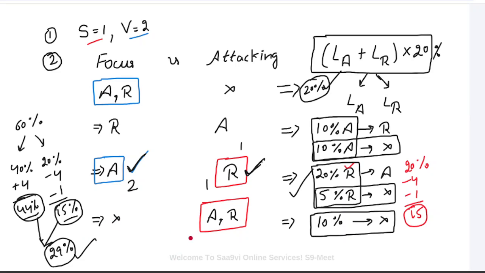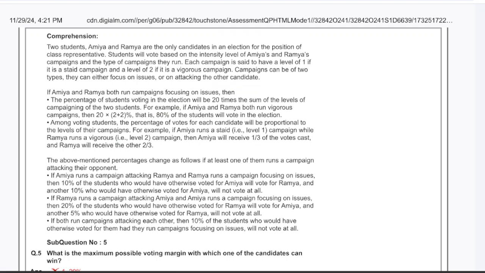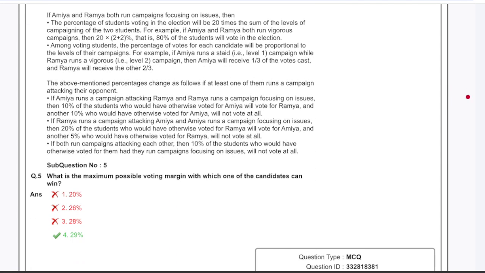I hope this is quite clear. Let's check the answer also now. It is here, 29%.